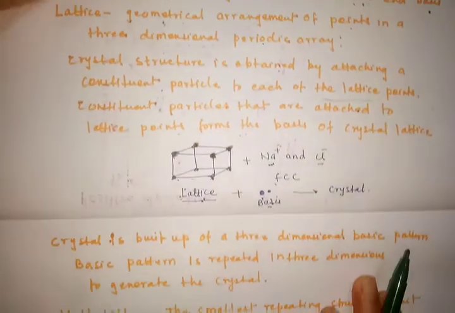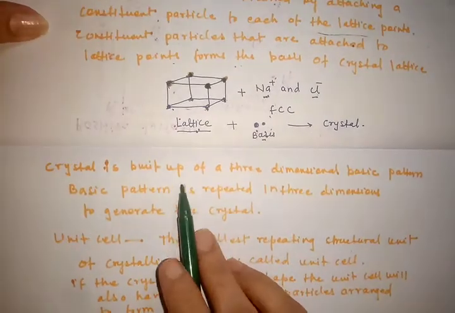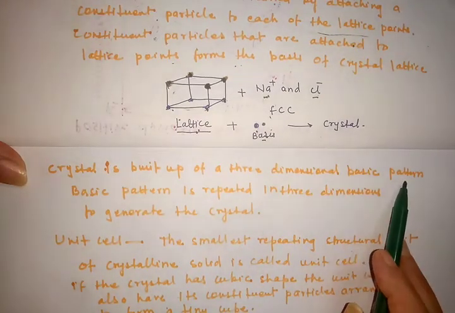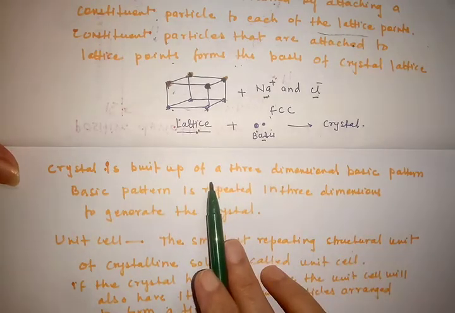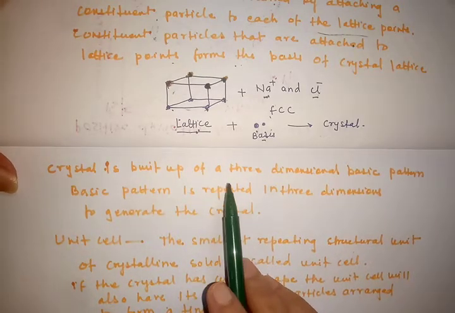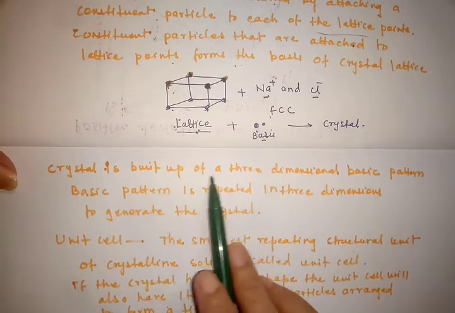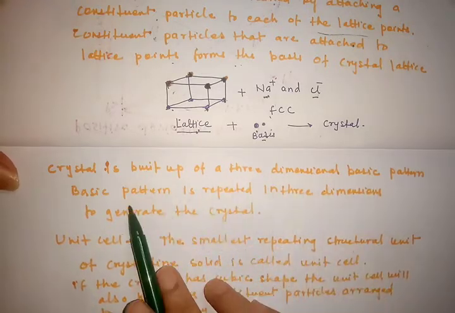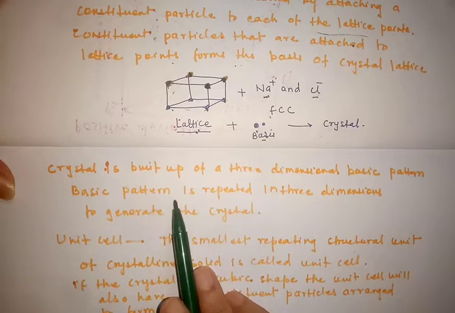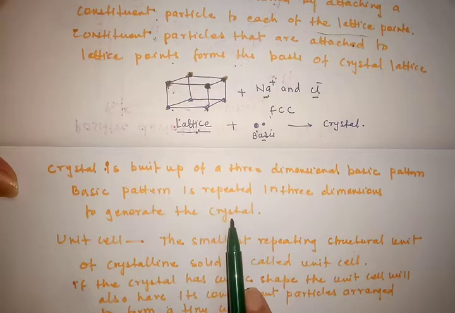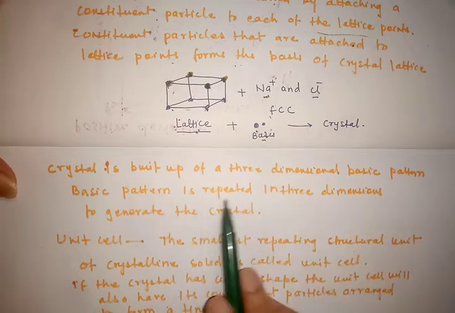Now further, the crystal is built up of a three-dimensional basic pattern. We have to imagine all these crystal structures three-dimensionally. So the crystal is built up of a three-dimensional basic pattern, and this basic pattern is repeated in three dimensions to generate the crystal. We will be studying this further.